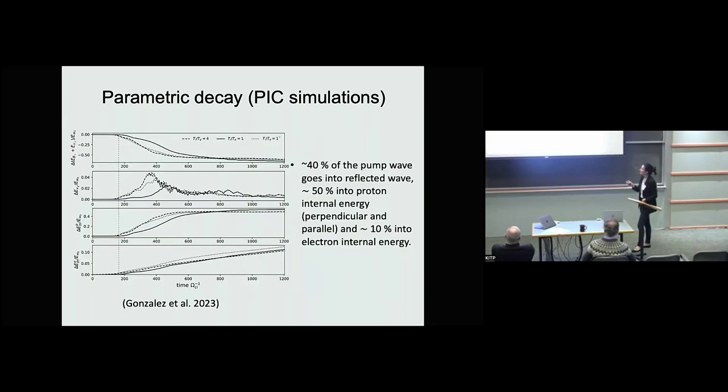And this is represented in this plot, where the top panel shows the variation of the energy stored in galvanic modes, so it includes kinetic energy and magnetic energy. The second panel represents the kinetic energy in the field-aligned direction. And then we have the proton internal energy and the electron internal energy, all normalized to the initial pump wave energy.